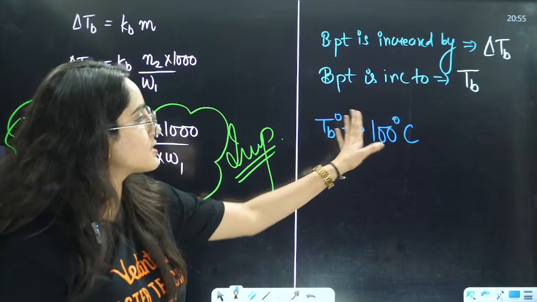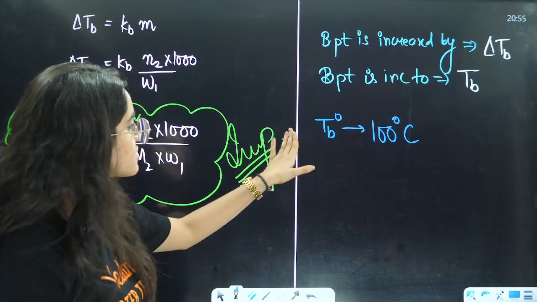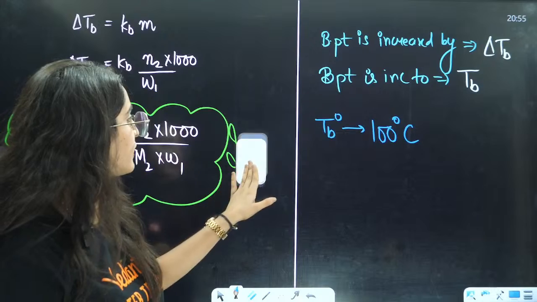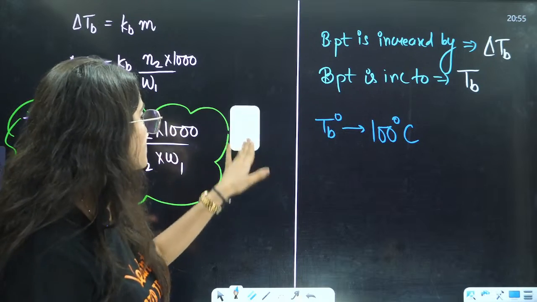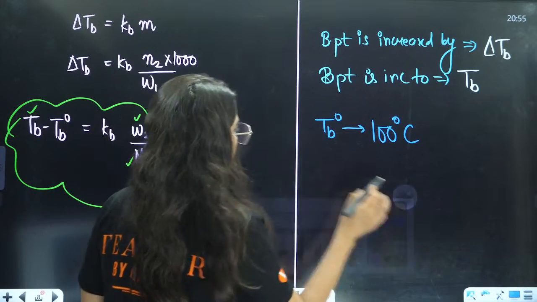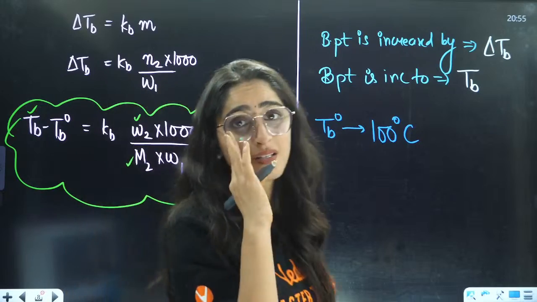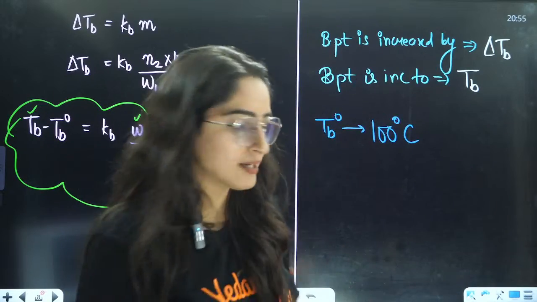Okay, 100 degrees Celsius will be your TB naught. But just see if water is given or anything else is given. If something else is given to you, then in the question itself they will mention what is the boiling point of the solvent, right?